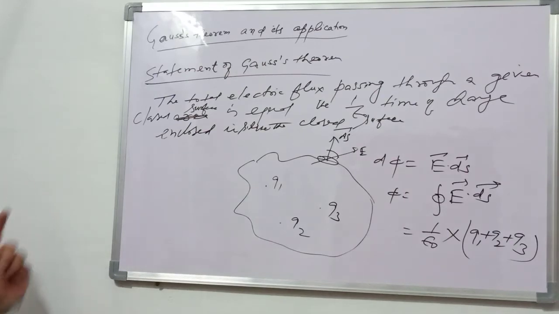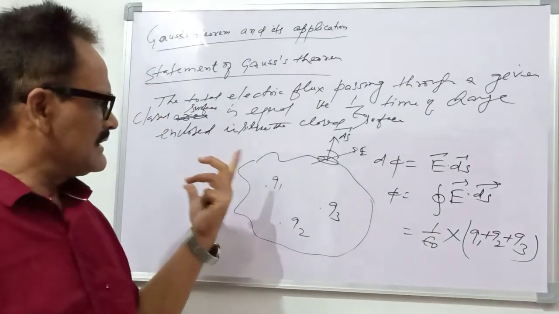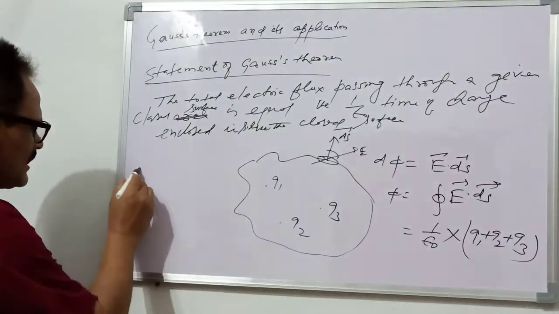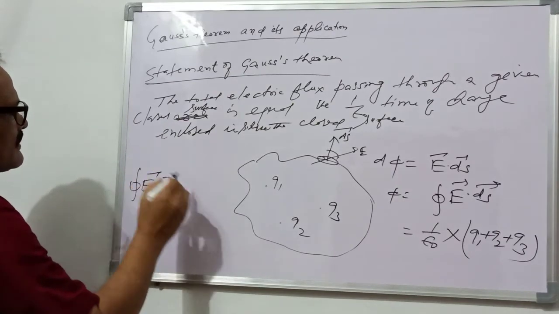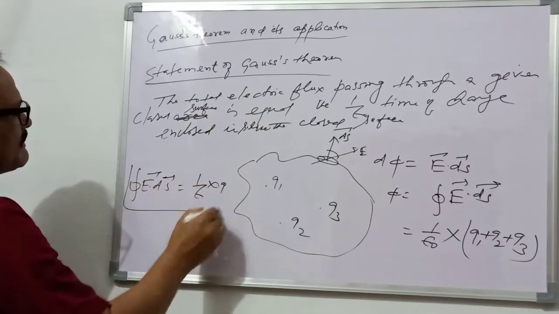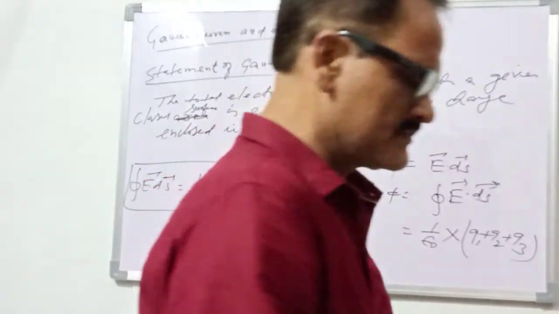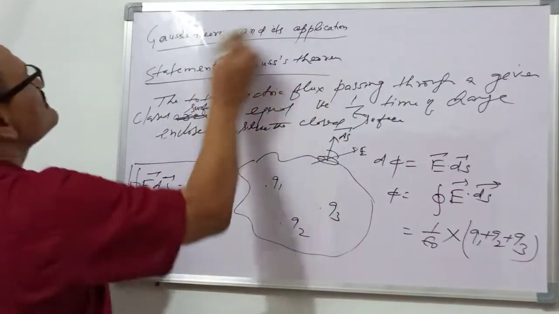Again I am repeating: the total electric flux passing through a closed surface is equal to 1 by epsilon times the charge enclosed in this closed surface. This is the mathematical form, and mathematically we can write the closed integral of E dot ds is equal to 1 by epsilon times the charge. This is the mathematical form of Gauss's theorem.